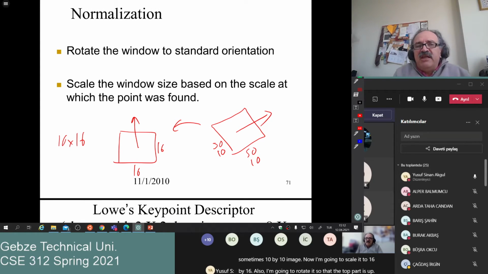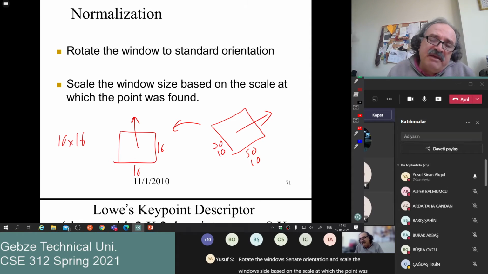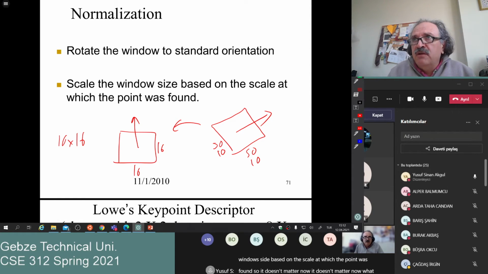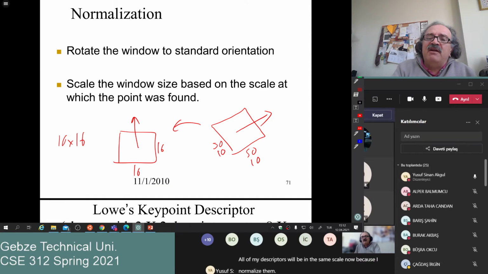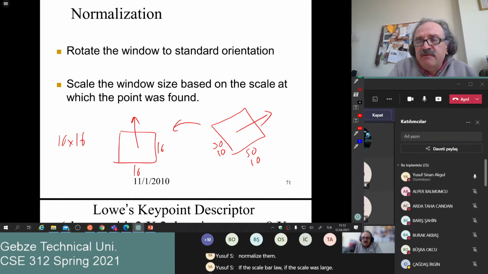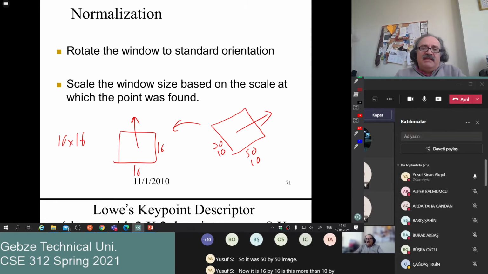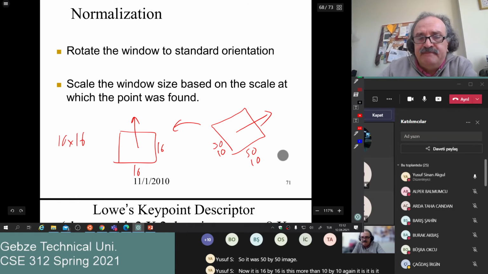Rotate the window to standard orientation and scale the window size based on the scale at which the point was found. So it doesn't matter now what kind of scale I have found. All of my descriptors will be in the same scale now because I normalized them. If the scale was large, so it was a 50 by 50 image, now it is 16 by 16. If it is small, then 10 by 10. Again, it is like that.